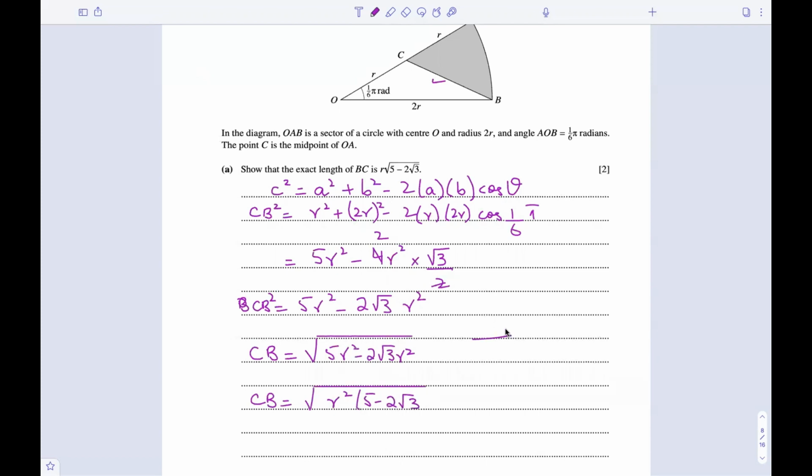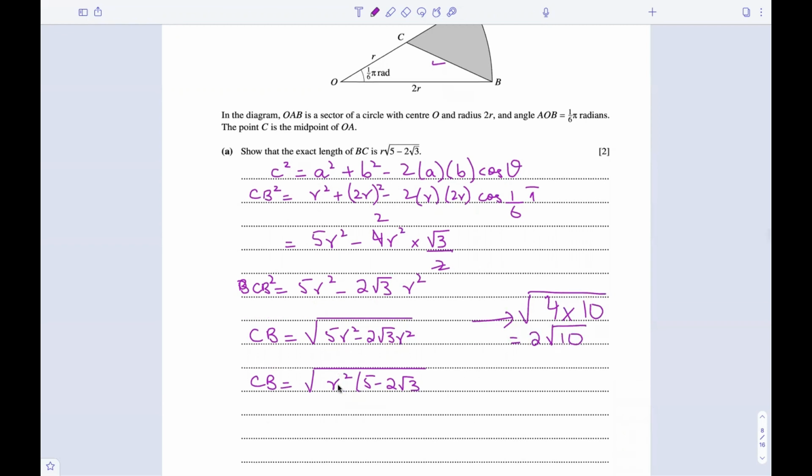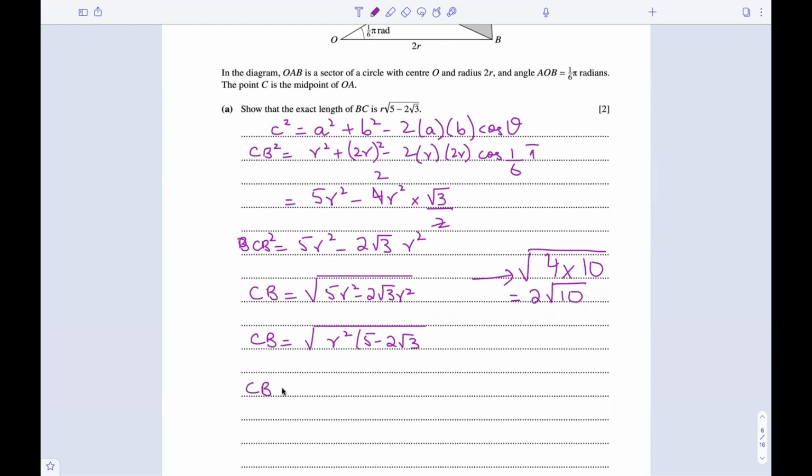Now we should know that if something is given in the form, let's say 4 multiplied by 10, we can take the square root of 4, so this can be written as 2 square root of 10. Now the square root of R squared would become R, so this will become R square root of 5 minus 2 root 3.